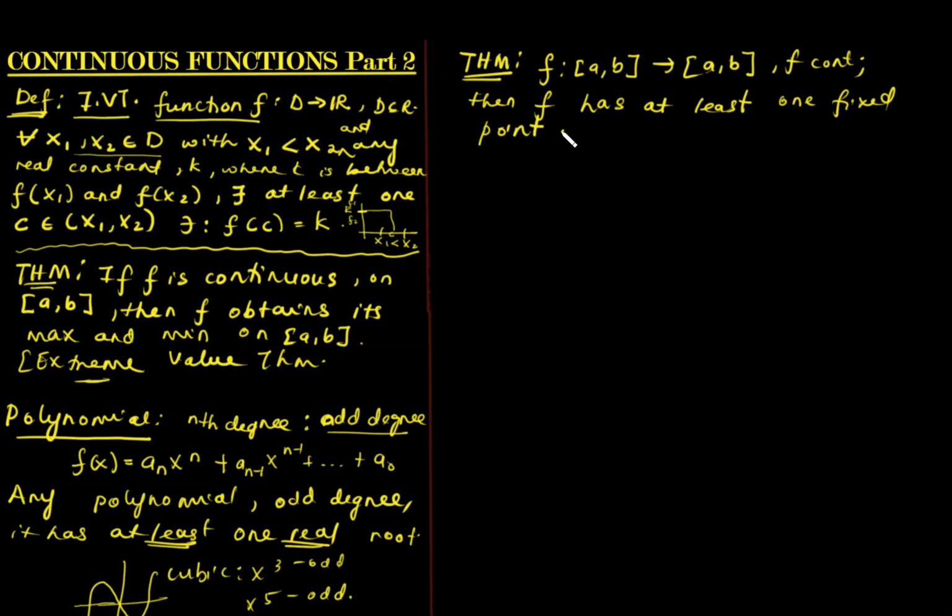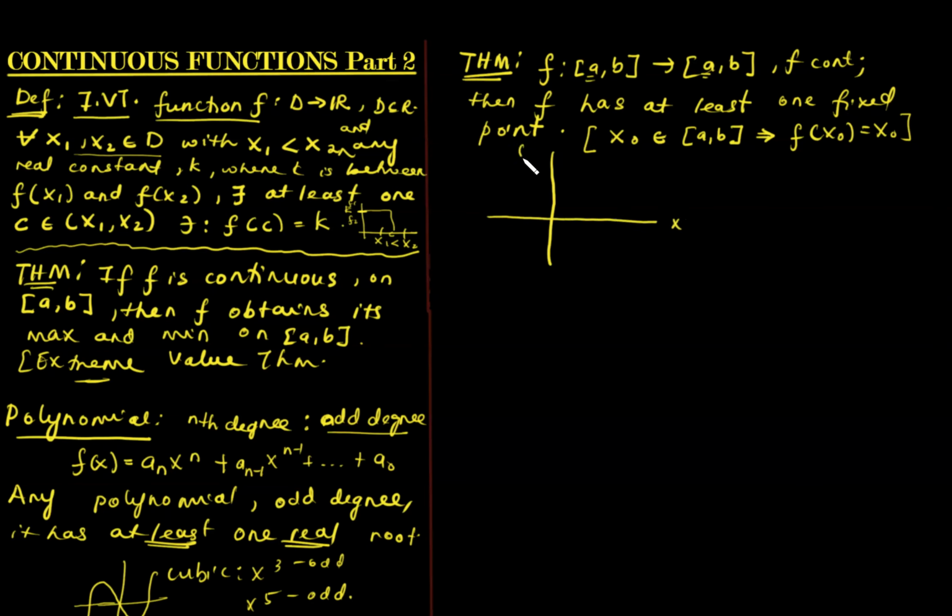It means there exists at least one real number p. So it means a real number a, or real number whatever. I already have picked a, so I don't want to use a. Any number. So in this case, suppose there exists x naught, and this has to be in that interval. It can be the endpoint. So we say that it has at least one fixed point, which means f of x naught equals x naught.